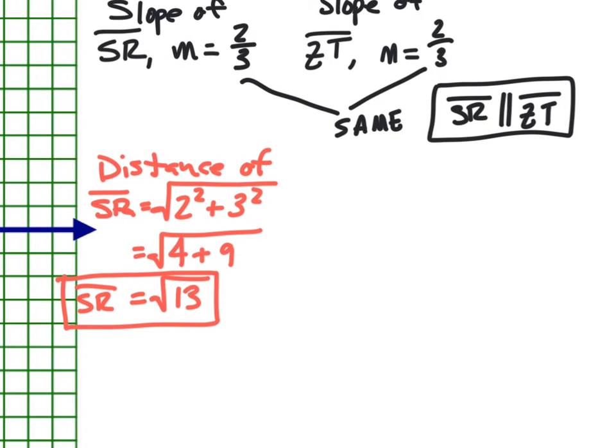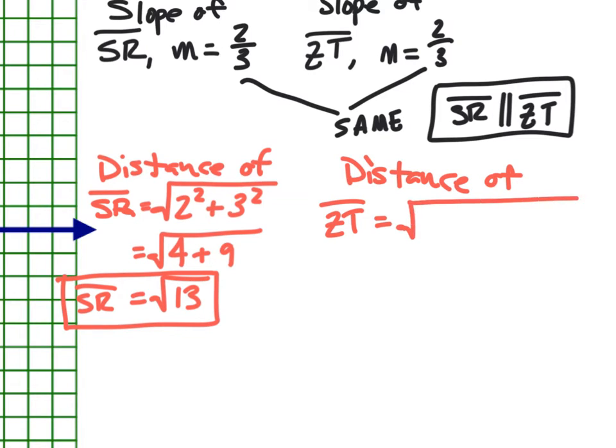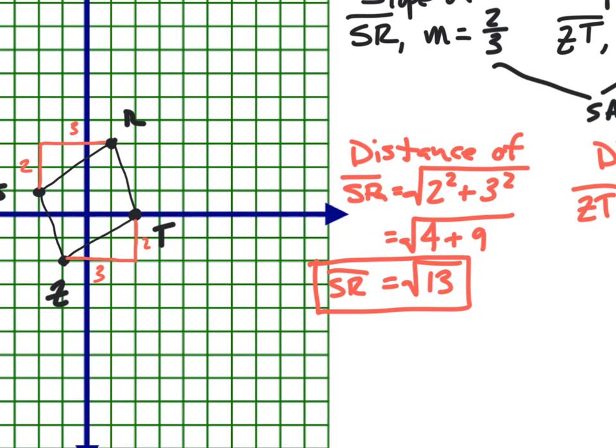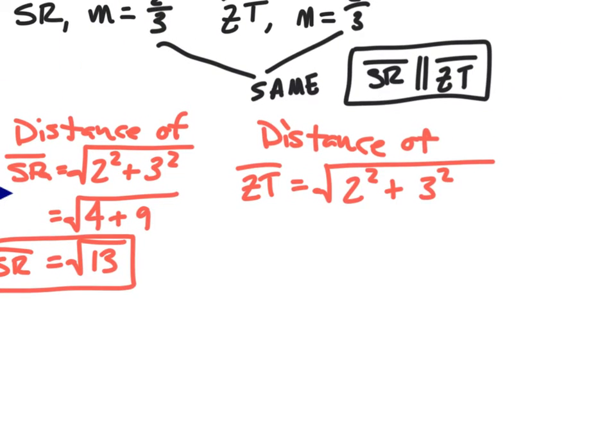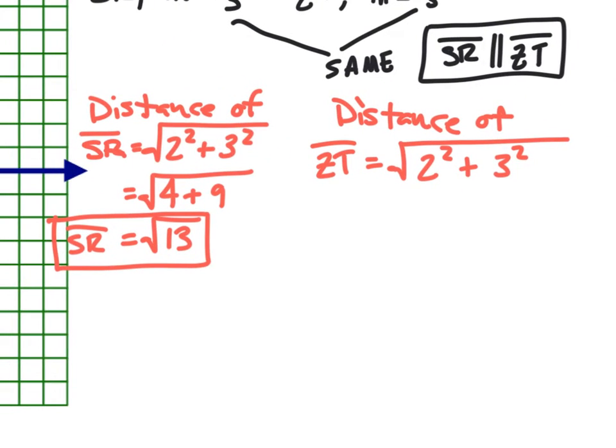And so I want to calculate the distance of ZT, all right? And so I'm going to use my Pythagorean theorem or distance formula, and I get 2 squared plus 3 squared. Okay, I get the same thing that we had in the other one. All right, we have this right triangle, and I use those sides to set up the Pythagorean theorem or the distance formula. And we get the same thing here as we have here.